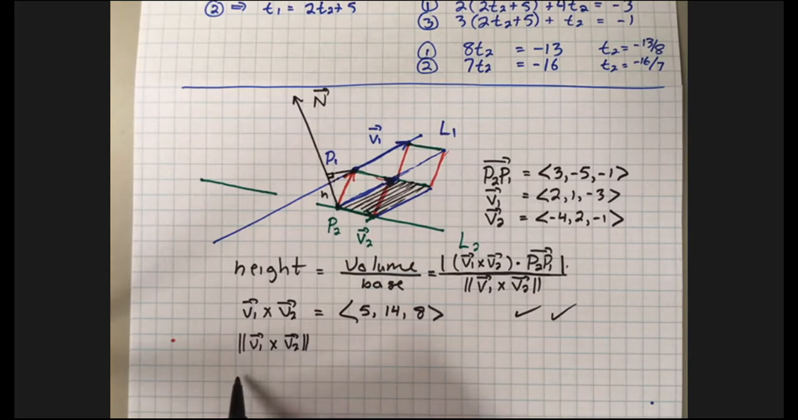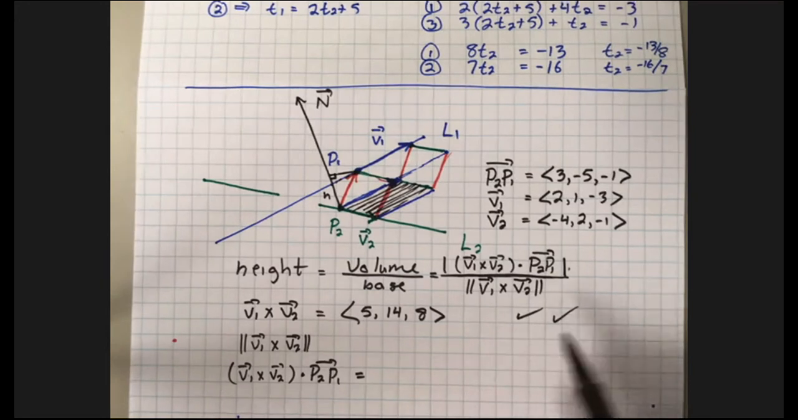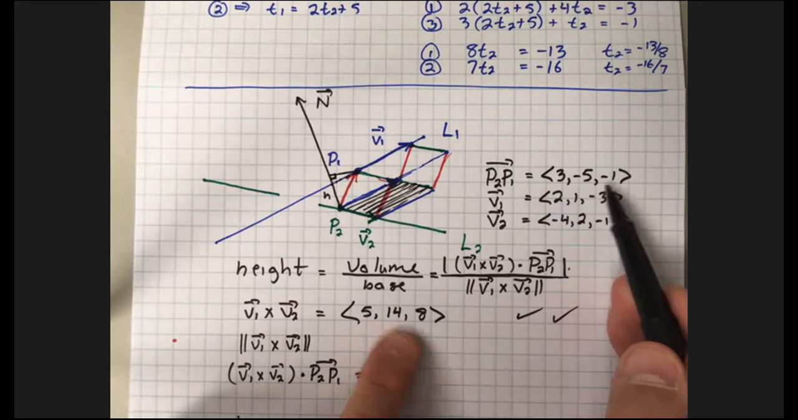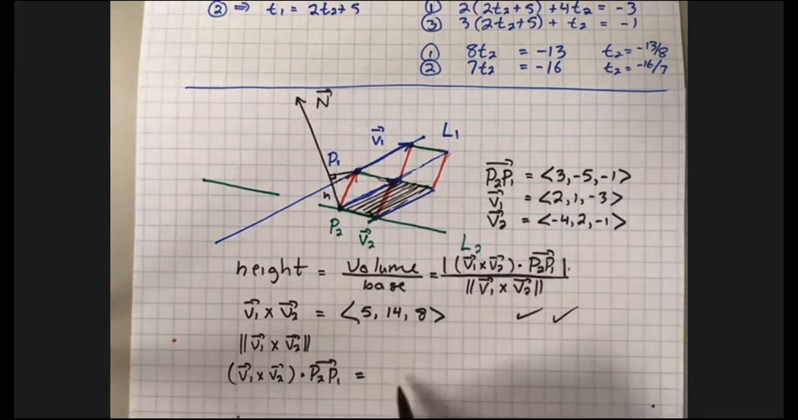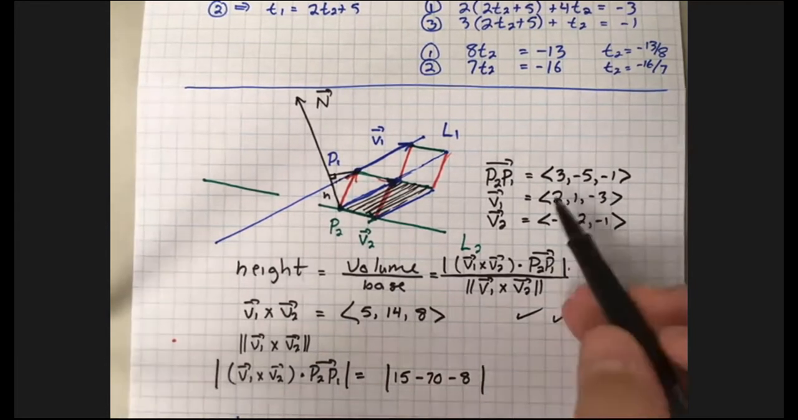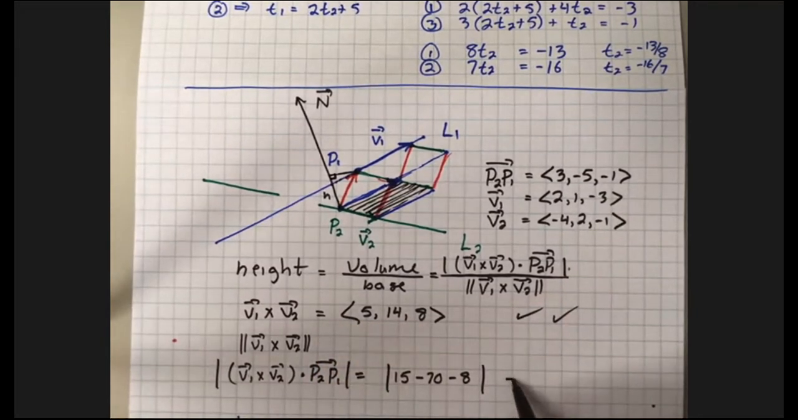And let's do the dot product. V1 cross V2, dotted with P2, P1. I like dot products better than magnitudes. So let's dot with P2, P1: 15, minus 70, minus 8. Remember, we're going to take the absolute value of that. Let's double check to be certain. 15, minus 50, minus 20 is minus 70, minus 8. Got it. So 15 minus 78 is 63 negative.